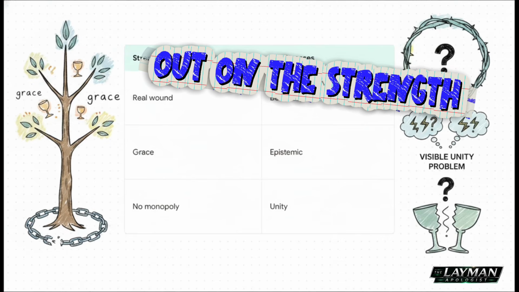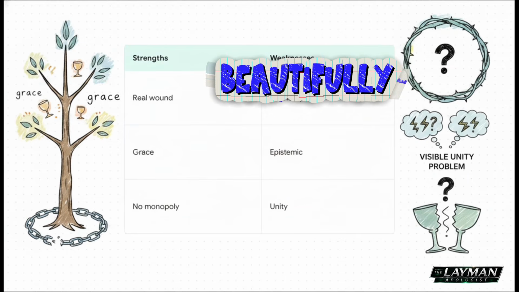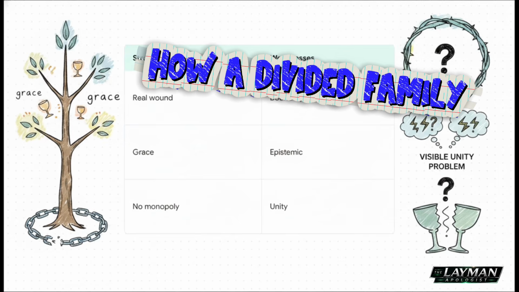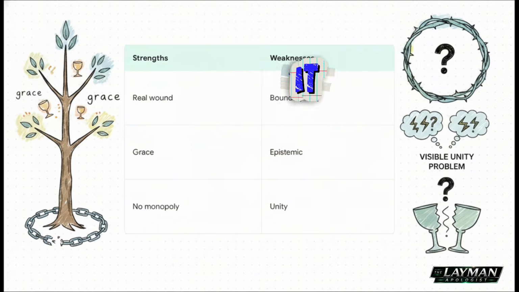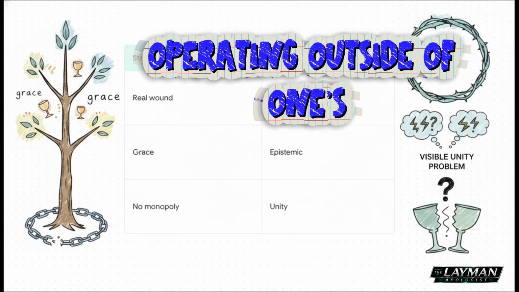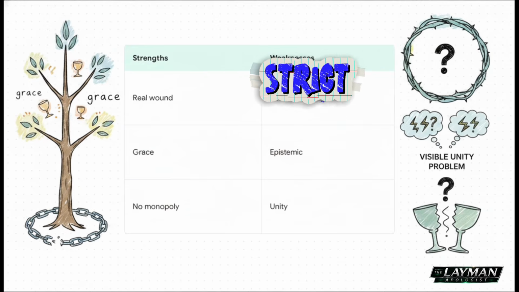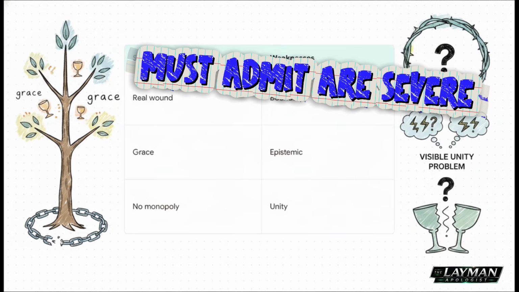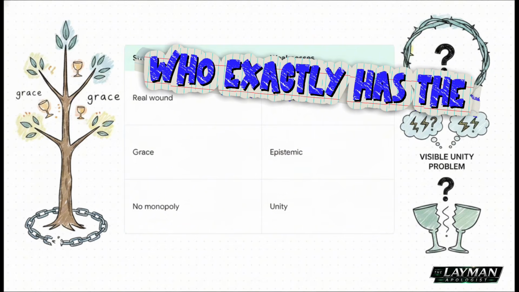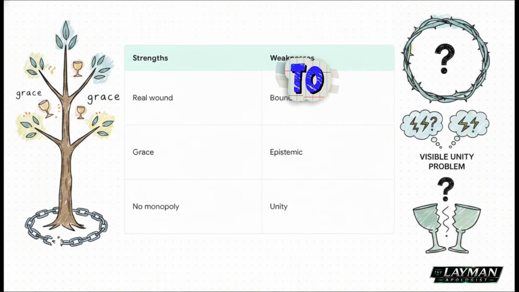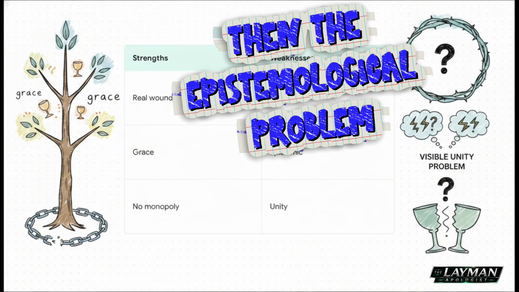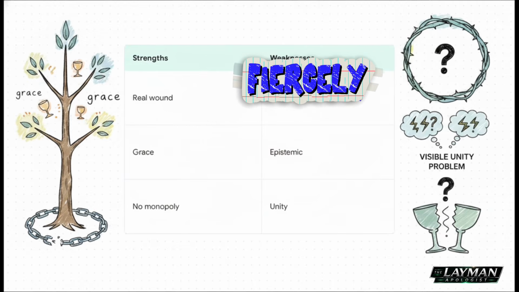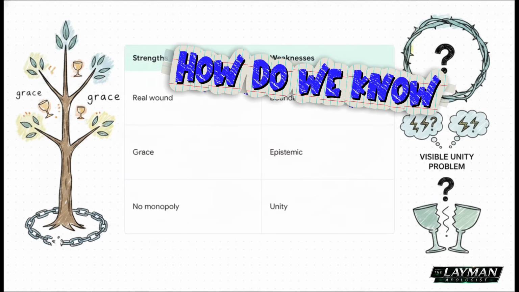So let's weigh this out. On the strength side, branch theory beautifully explains how a divided family can fundamentally be a family. It acknowledges genuine grace and valid sacraments operating outside of one's own borders, avoiding a strict one-communion monopoly. But the weaknesses, I must admit, are severe. First, the boundary problem. Who exactly has the non-circular authority to define what counts as a branch? Then the epistemic problem. When the branches fiercely disagree on doctrine, how do we know who is actually right?